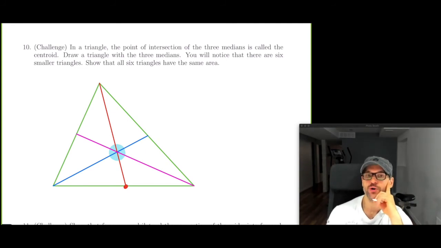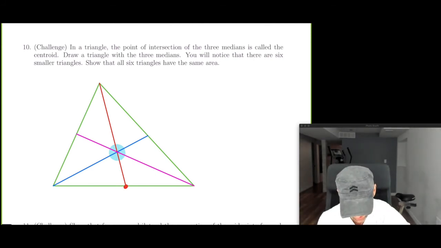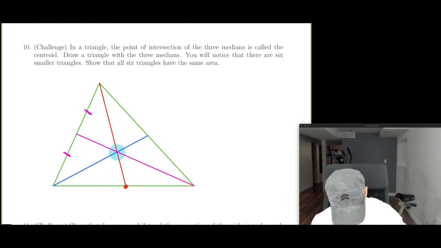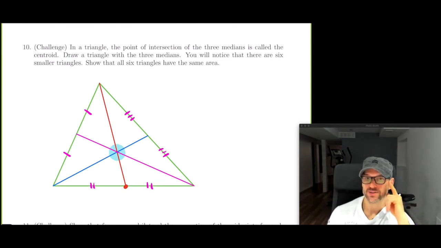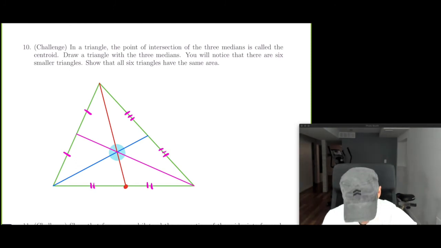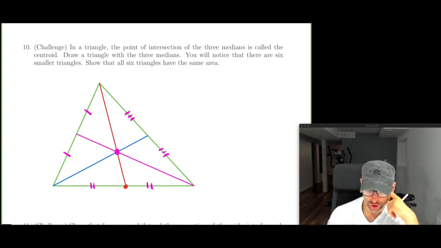Now, you will notice that there are 6 smaller triangles. We know these two are the same because they're midpoints, right? And here is our centroid right there. So now with that, show that all 6 triangles have the same area.